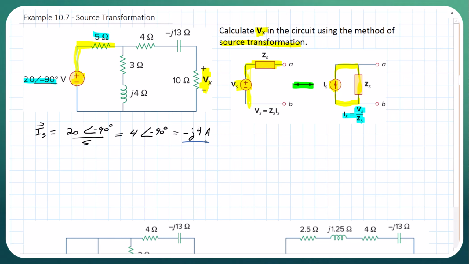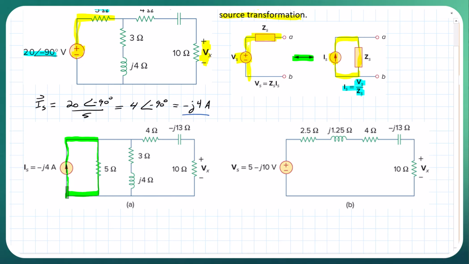And then if we redraw the circuit, I'm going to bring this up so you can see it, we can redraw the circuit where now we have our transformed source. So we're using our source transformation. Now we have a current source, which is minus J4, and then we keep that resistor there.